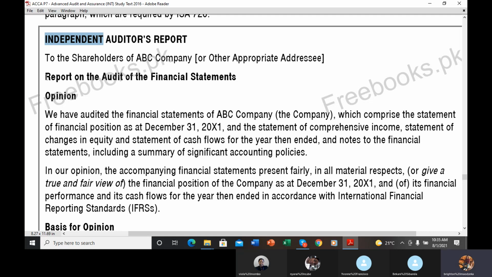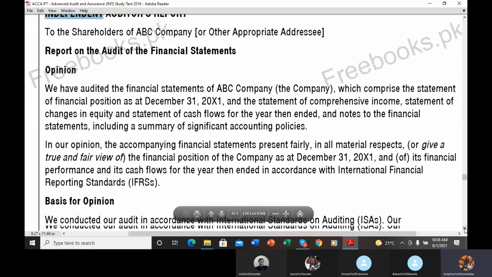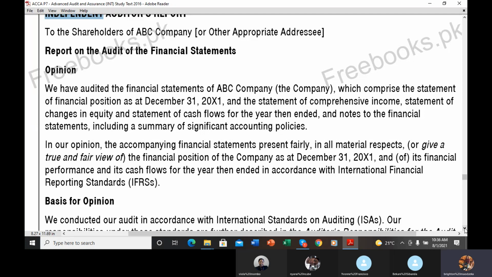the set of financial statements audited, and the period covered by those financial statements. It's another point, the period covered by those financial statements. And the opinion, simple like that. Did you write those things, guys, before I read under the opinion paragraph?